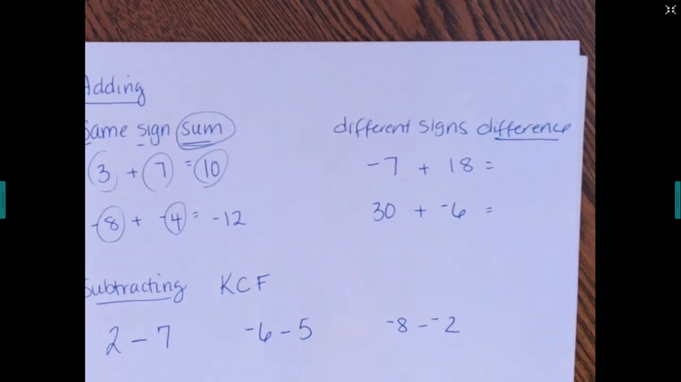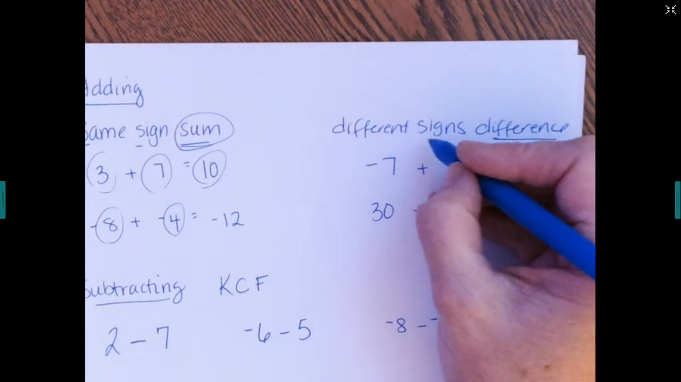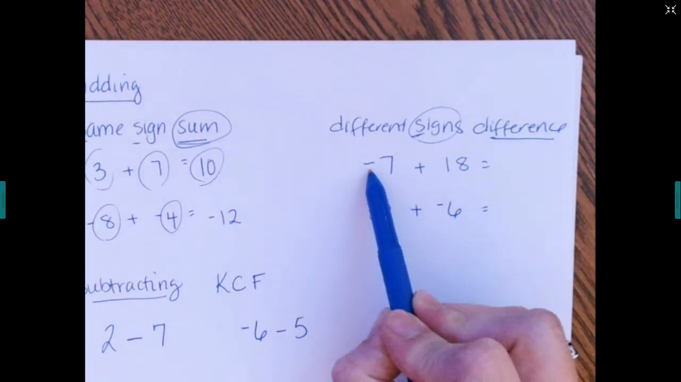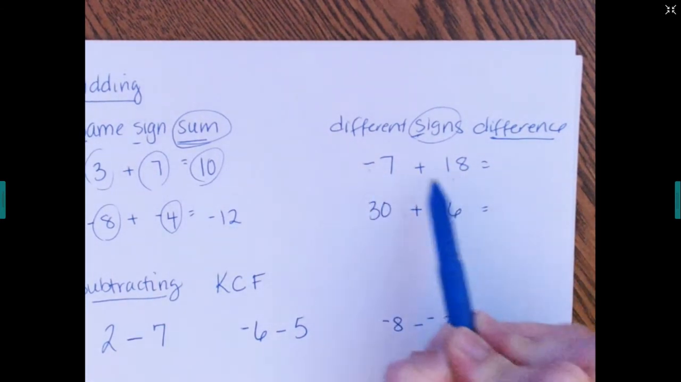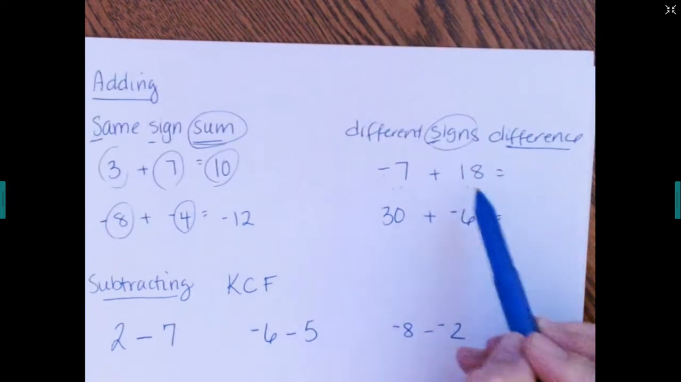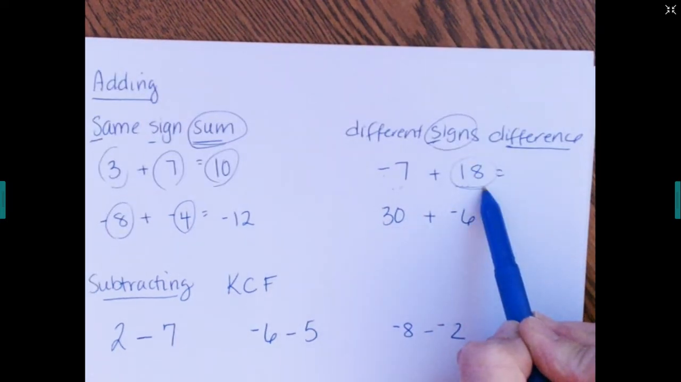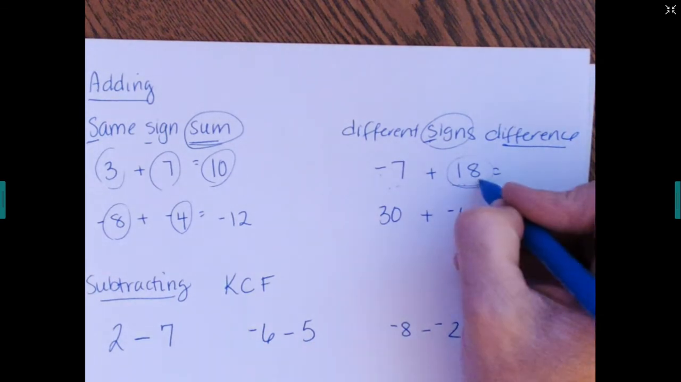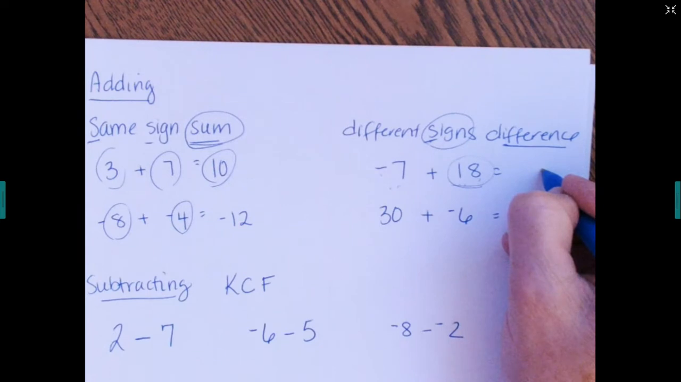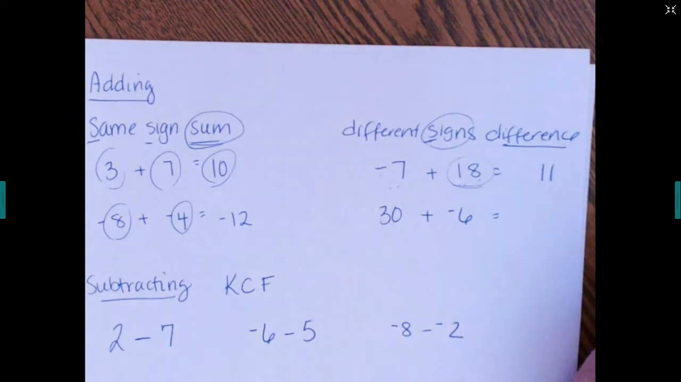If they're different signs, you're going to find the difference. Here's another alliteration for you. Different signs, well, I guess it's not totally an alliteration because that's an S, not a D, but you know what I mean. So I have a -7 and a +18. My signs are different. So it's -7 degrees outside. The temperature rises +18 degrees. It's going to go up. So find the difference between 18 and 7. And the difference is 11. 11 plus 7 is 18, so it's 11.